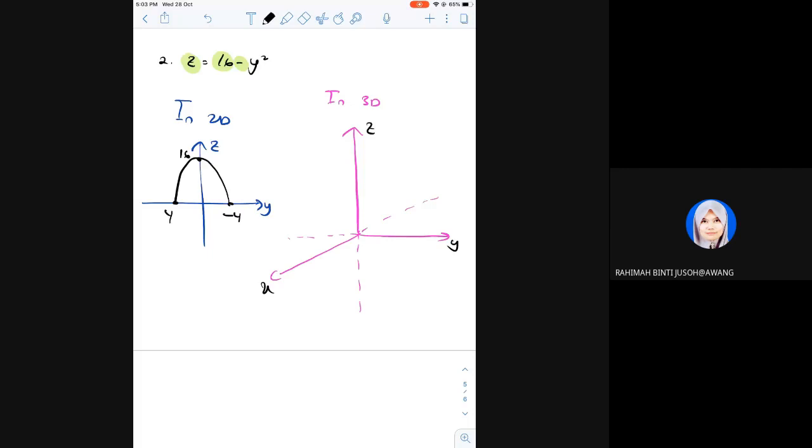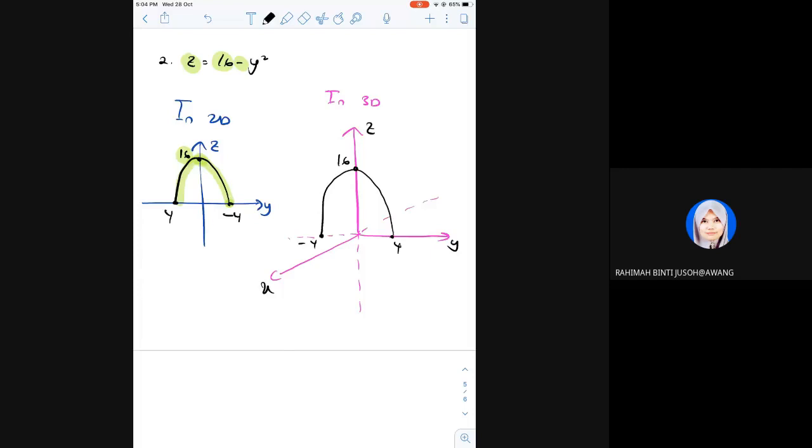How do we transform this? I will teach you step by step. You see the curve lies on the Z axis with its vertex at 16 on the Z coordinate. So in 3D, the Z coordinate here is 16. Of course. All right, and then we have y equals 4 and negative 4. So 4 and negative 4, like that.